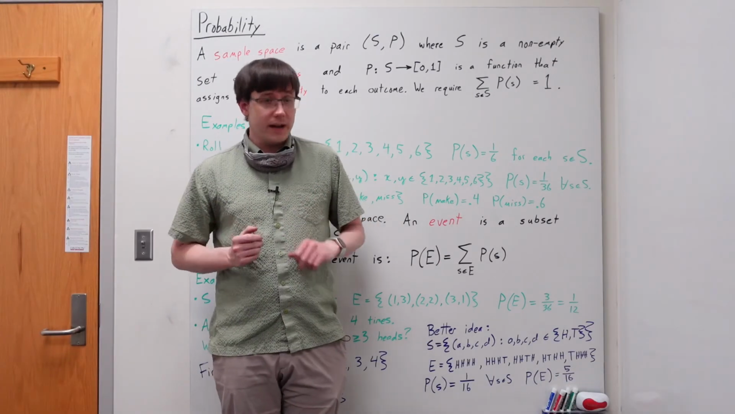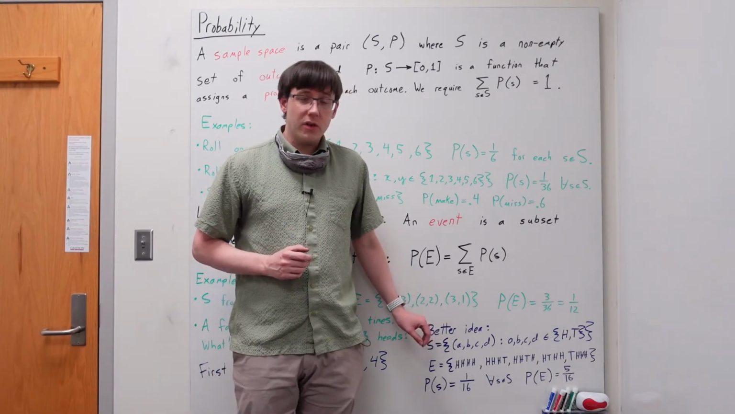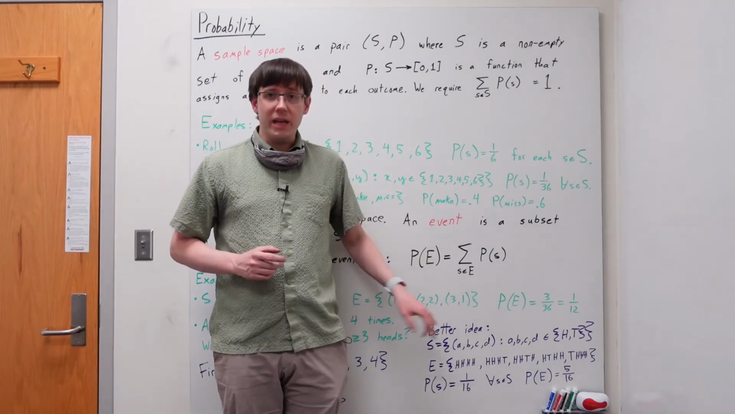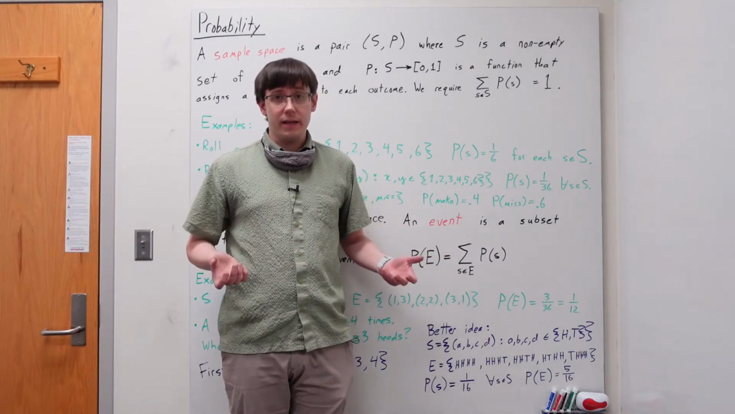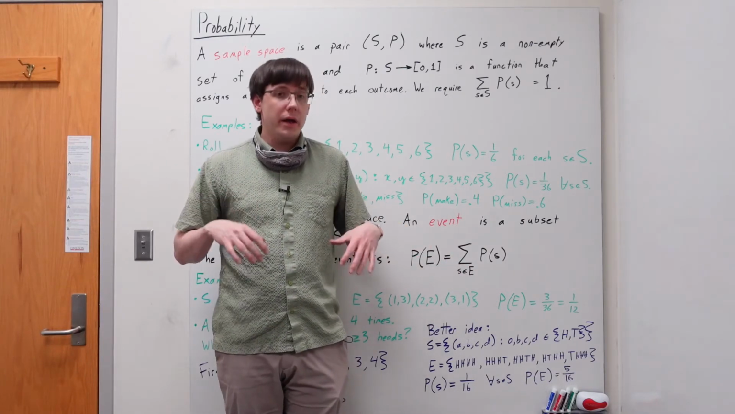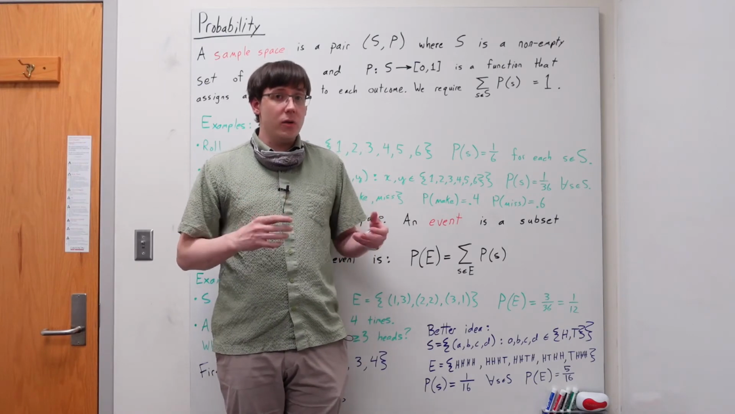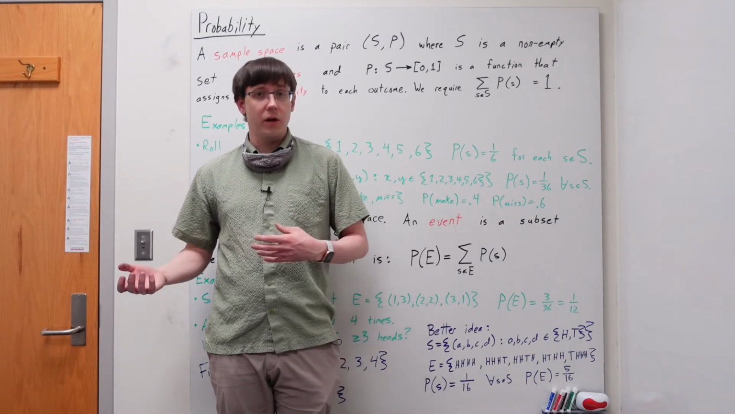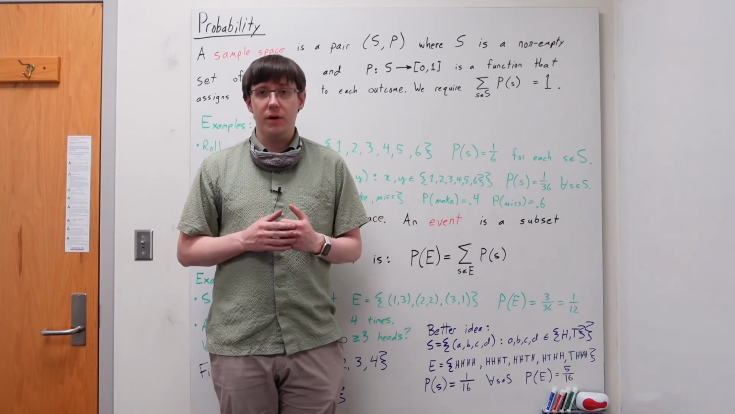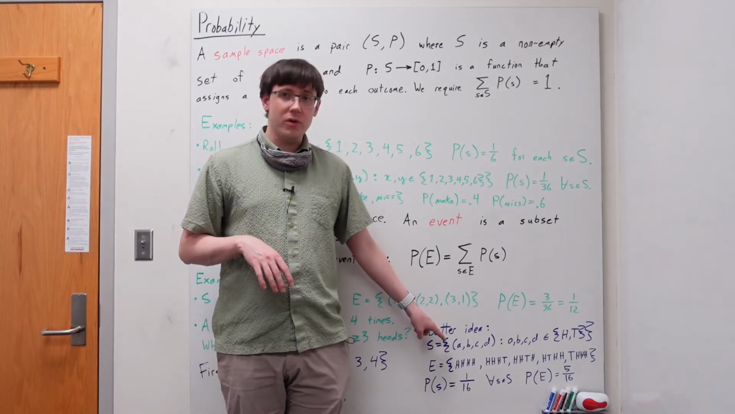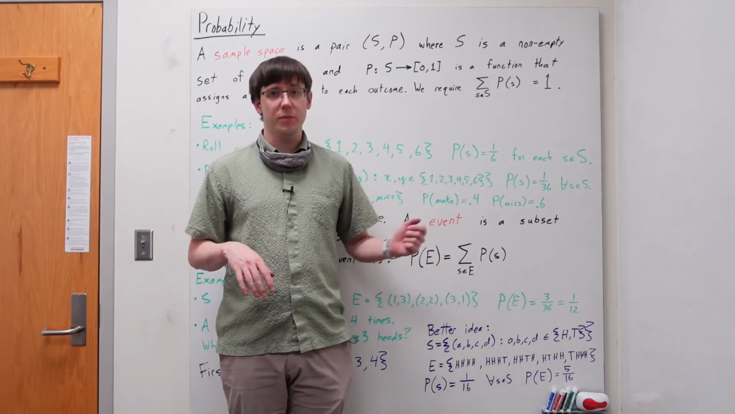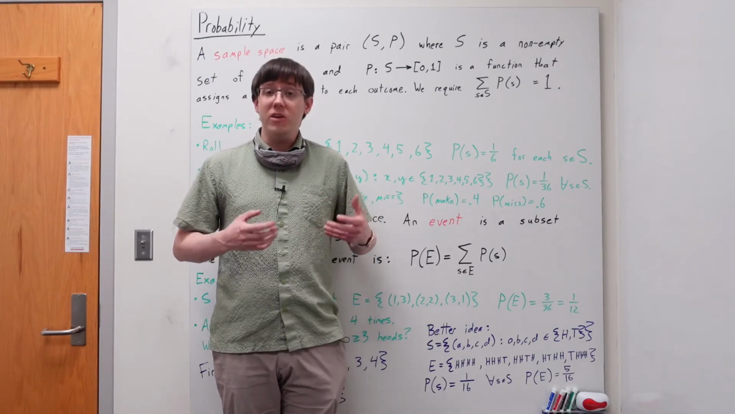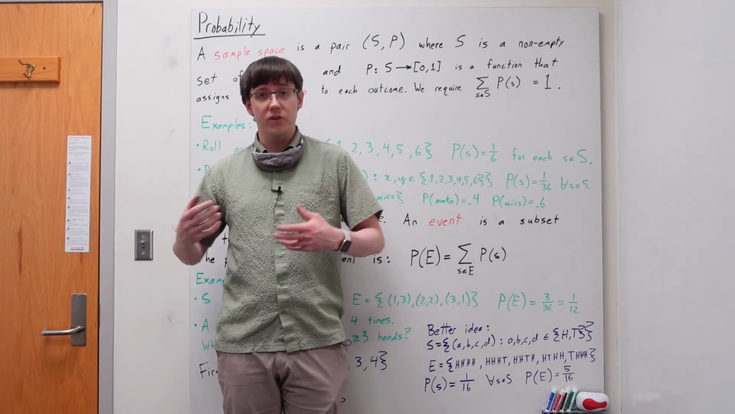If instead we define the outcomes to be lists of 4 heads or tails in order, then we know that each list is equally likely because the coin is fair. And so we just need to count the total number of lists, and the probability of each list occurring will be 1 over that number of lists. And we know how to count lists of length 4 with 2 possibilities for each element. That's 2 to the 4th, or 16.